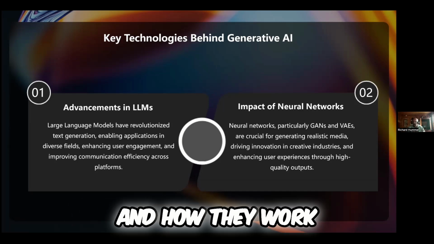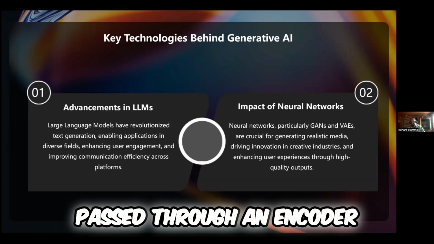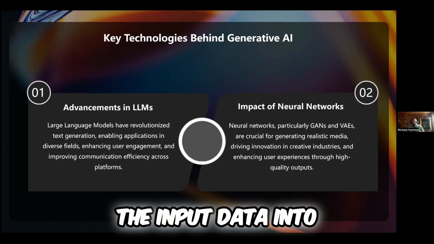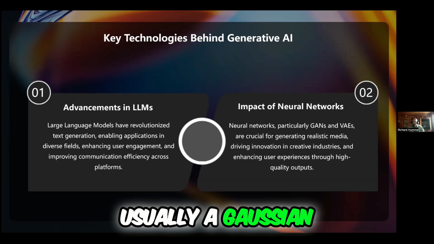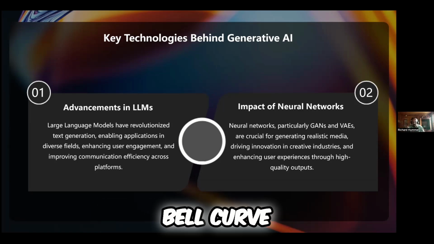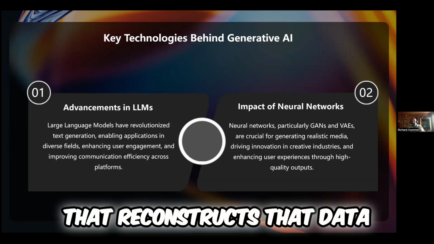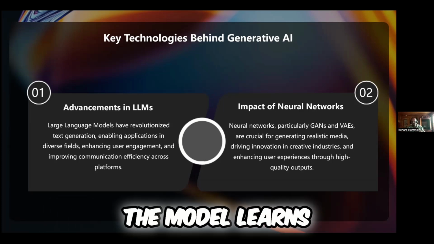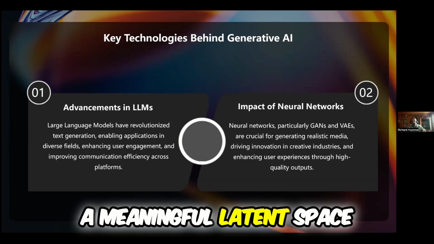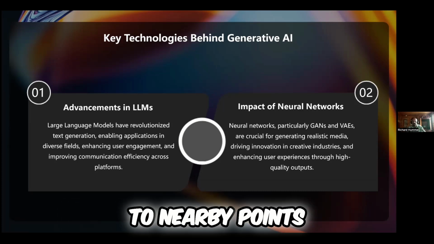And how they work is the data is originally passed through an encoder, and that encoder compresses the input data into a distribution of latent variables, usually a Gaussian, right, which is the normal bell curve, right? Then there's a decoder that reconstructs that data from these latent variables. And during the training, the model learns a meaningful latent space where similar inputs map to nearby points.